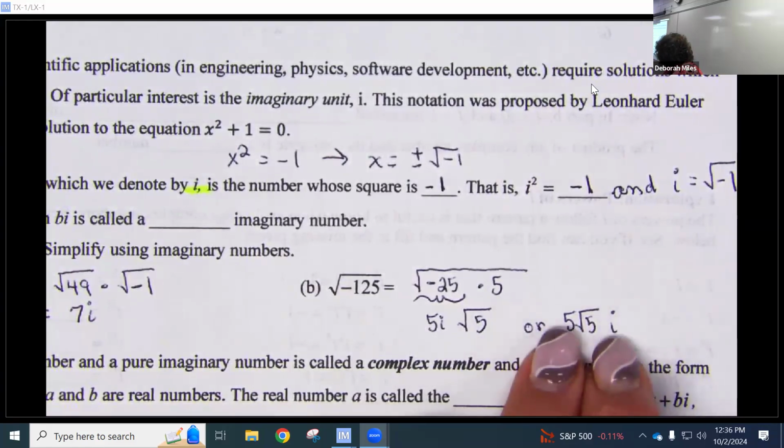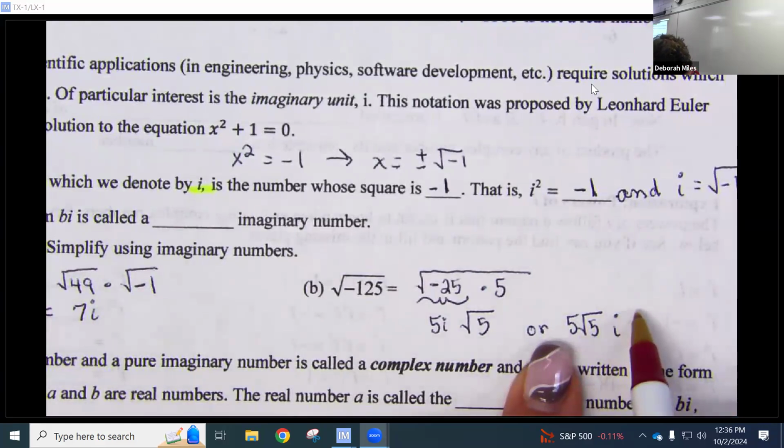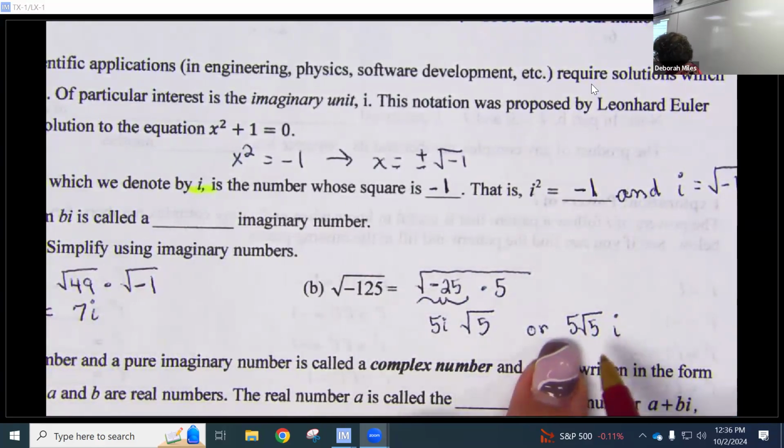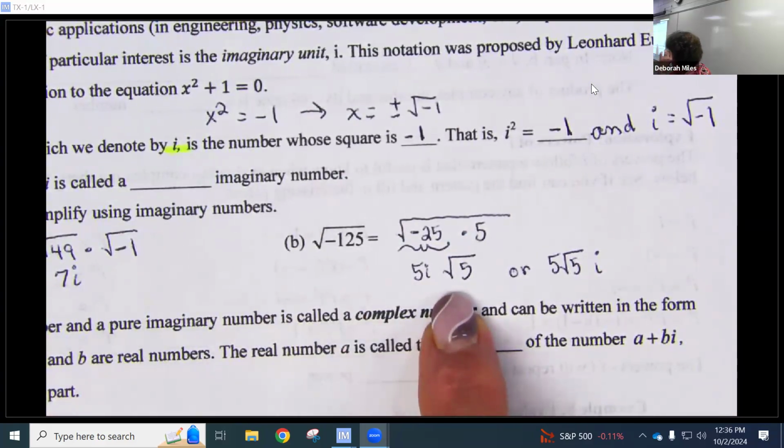The reason I don't write it this way in my notes is folks make their radical too long, and then it looks like the i is still under the radical, and the whole universe would explode if that happened. So I write it like this just to make it very clear the i is not under the radical.